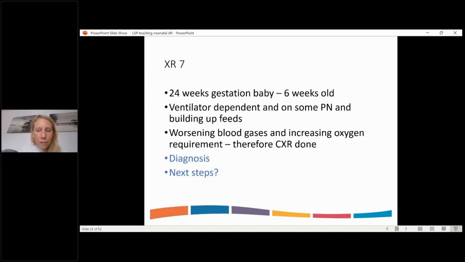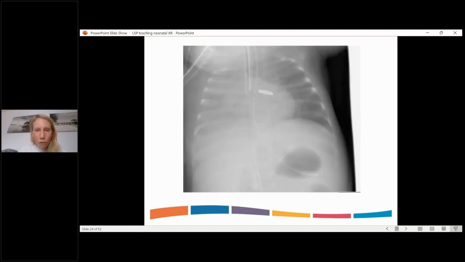The next one. This is a 24-week gestation baby who's now 6 weeks old, so approaching 30 weeks corrected. Is ventilator dependent on some parenteral nutrition and building up feeds. They've been stop-starting with feeds due to abdominal concerns. And then today they've had worsening blood gases and an increasing oxygen requirement. Therefore, an X-ray was done. What do you think about this diagnosis and anything you might do? For those of you that don't know or haven't seen this, this is just a PDA clip.